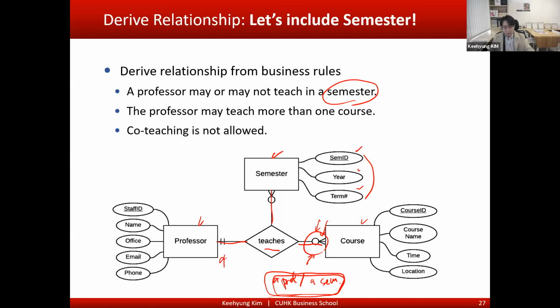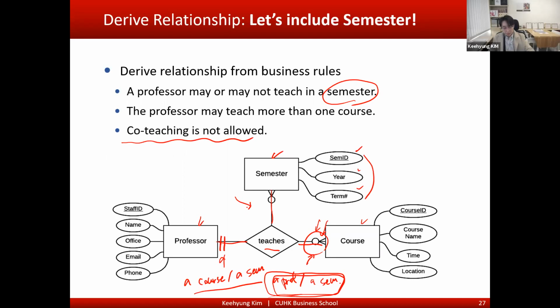And same for here. Here you have to think about it from the course and semester perspective. There is a course offered in a certain semester. How many professors are able to teach that course? Co-teaching is not allowed, right? So 1 and 1. There should be at least 1 and maximum 1 professor who teaches this course in a certain semester.